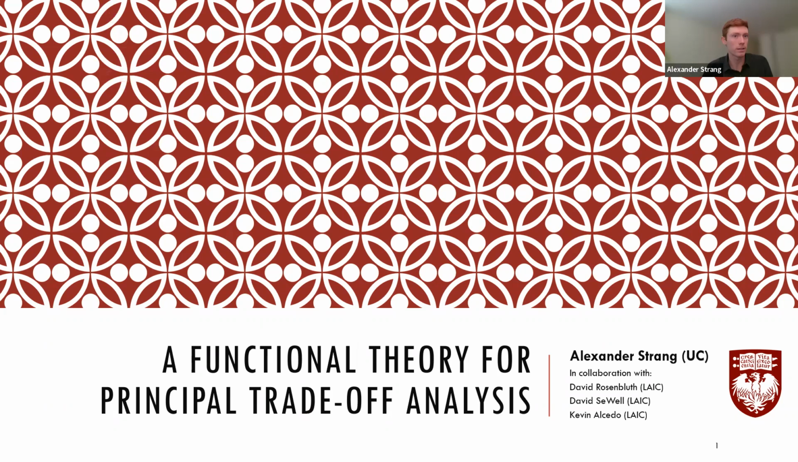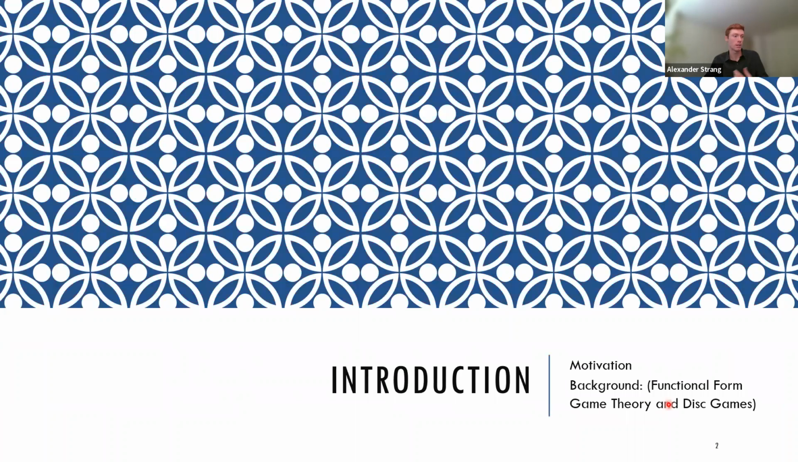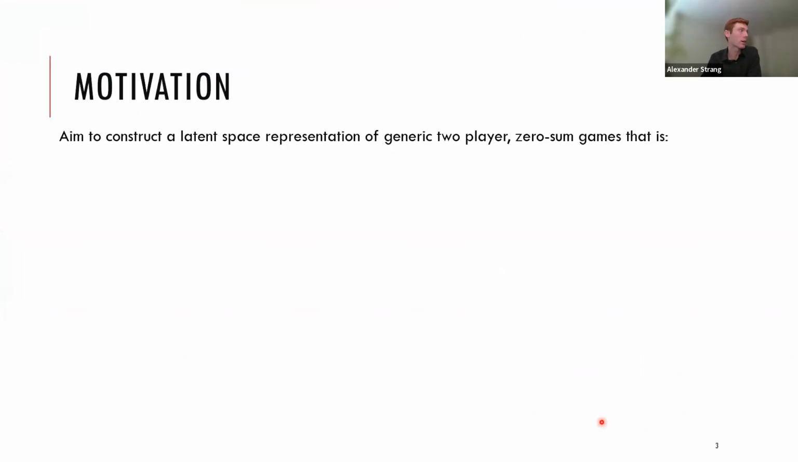So this is joint work I've been doing with some collaborators at LAIC, that's Lockheed Martin's AI and computing group. Today I'd like to walk you through an embedding method which attempts to encode strategic information in decision problems or games in terms of geometry, and that method is based on solving an optimization problem. I'll start with some motivation, go through the background, and then we'll be able to move on to the meat of the talk.